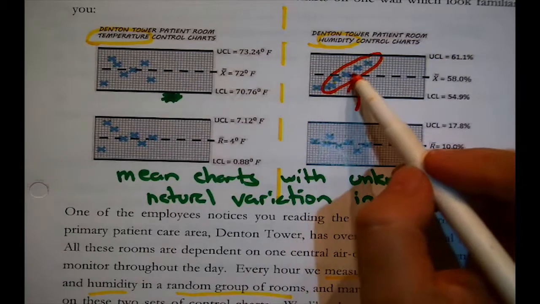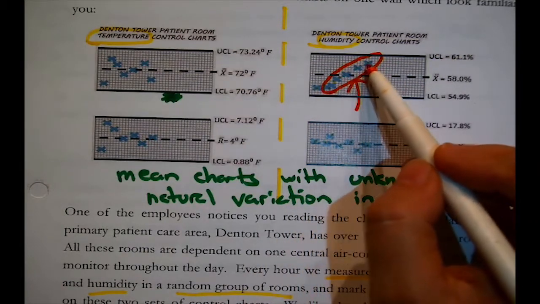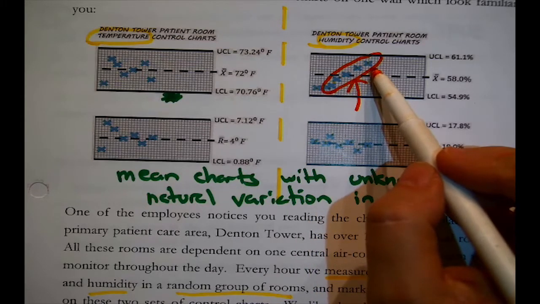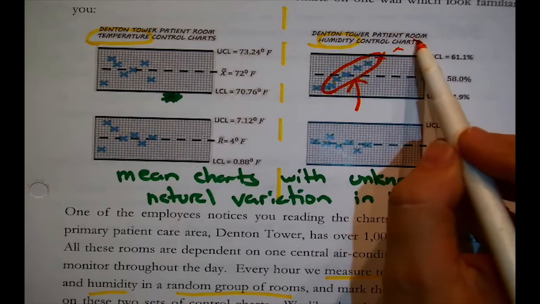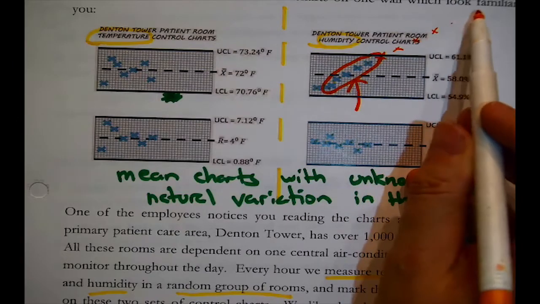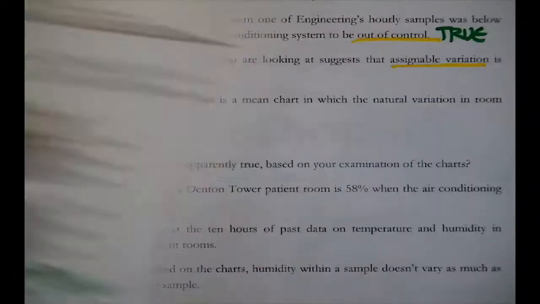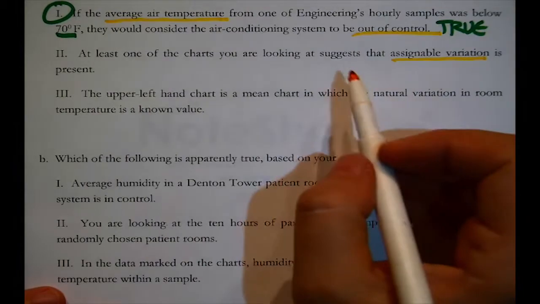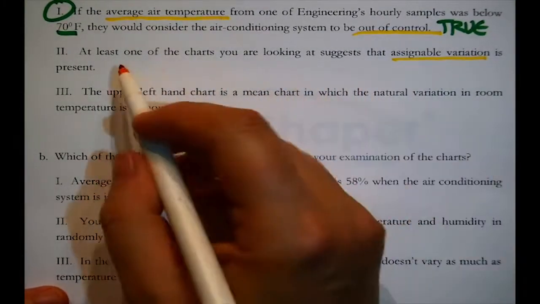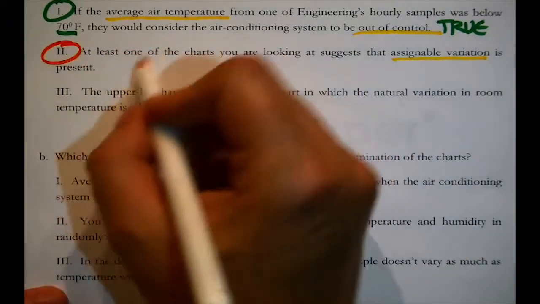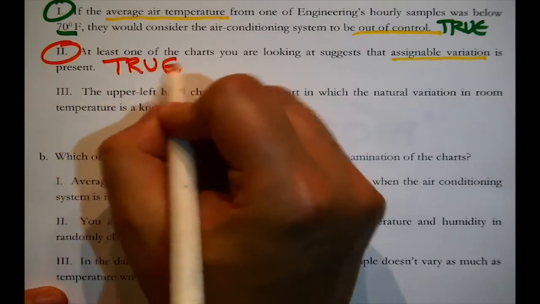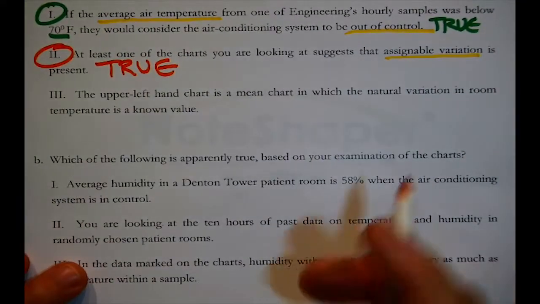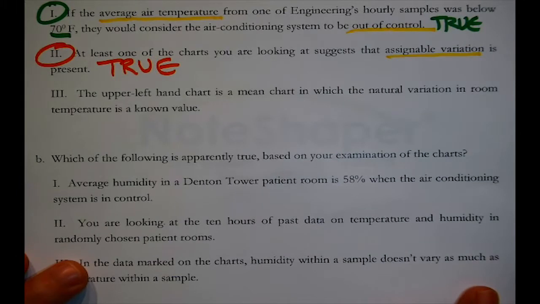Even though none of these are outside the limits, we already know there's probably a problem, and we need to start looking at this before they get any more humid, and then we have big problems. So, since we have a very obvious, almost exaggerated run, this is also true. That's exactly what it's suggesting, that assignable variation is present. Better investigate.